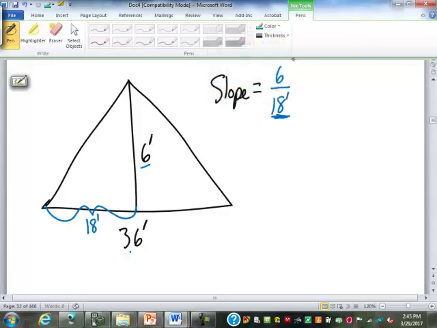And then to actually find that slope, I have to use a proportion where I put my slope over 12 here and I cross multiply and divide. 6 times 12 is 72. Divided by 18 is 4. So that's 4 over 12, or a 4/12 slope.